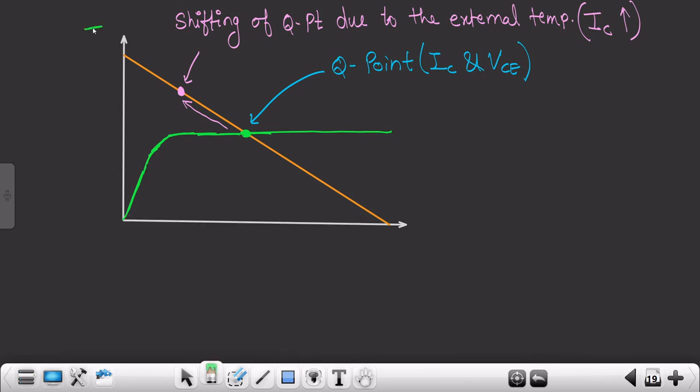So this is the IC versus VC plot. I hope you know this particular thing. I just forgot to name it, but I hope you are getting my point, right? As the IC is increasing, obviously this Q point is shifting upwards due to the change in the external temperature. That means if the temperature is increasing, then obviously this current IC is going to increase, right? Output current IC is going to increase, and thus there would be a shift in Q point.